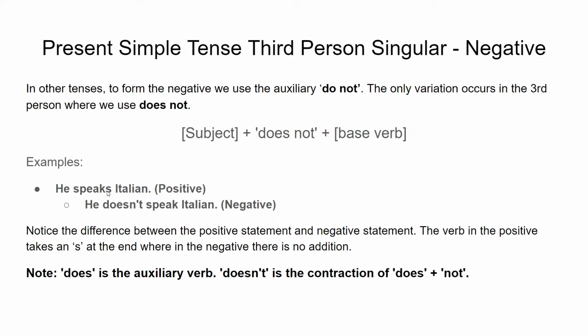Two points again to remember. Drop the S from the third person singular verb, no S, and add the auxiliary verb does not or the contraction, short form doesn't. This concludes Native Talks Course A1, Unit 6, Lesson 1.